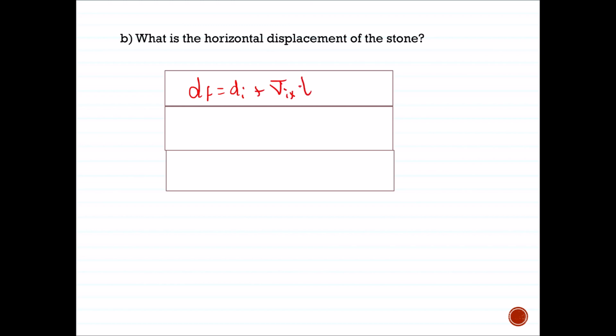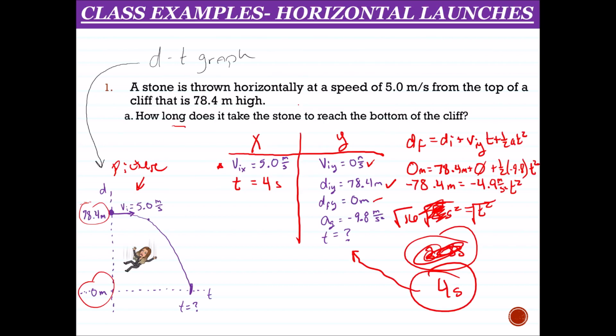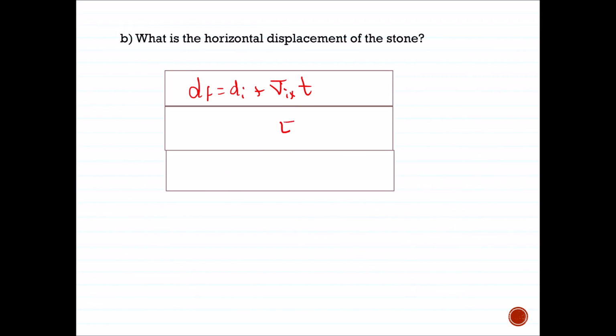That's constant times time. 5. Four seconds. So final displacement, and this is in the x direction. Don't get that mixed up. Again, you can't mix and match x and y parameters.